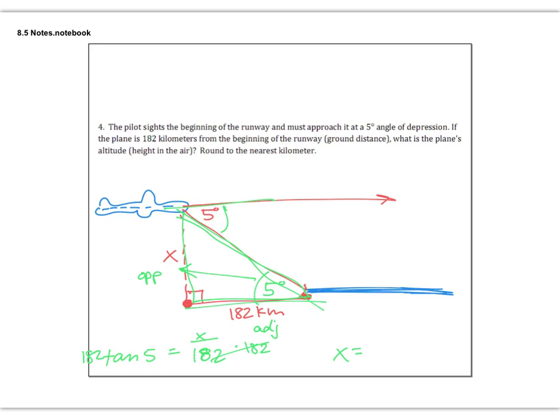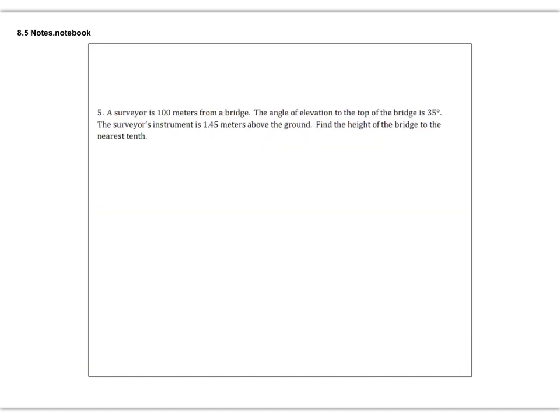X should turn out to be approximately 15.92 kilometers. It says round to the nearest kilometer, so that'd be about 16 kilometers for the height or the altitude of the airplane.